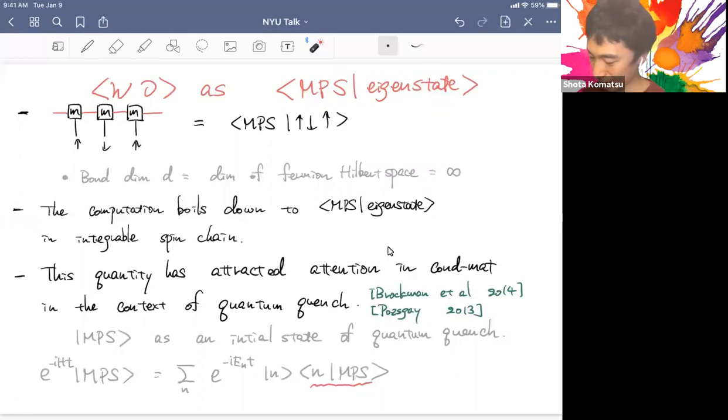The reason is that people wanted to use a matrix product state, which is a short-range entangled state, as the initial state of the quantum quench dynamics, by which I mean you take a matrix product state and let it evolve using the integrable spin chain Hamiltonian. If you really want to compute it, one way is to decompose it into energy eigenstates and then just multiply by the energy factor. And clearly, you see that this overlap plays a very important role in this computation.